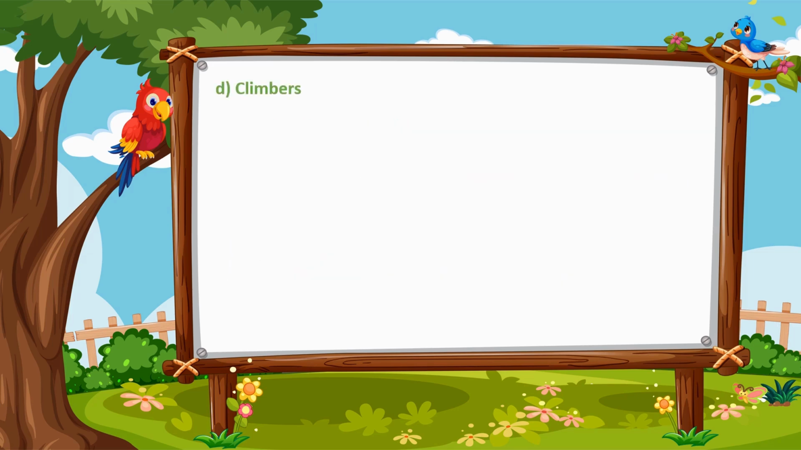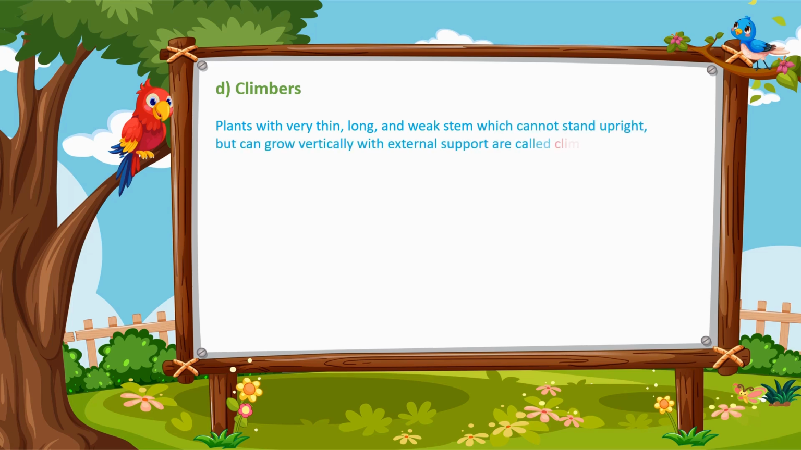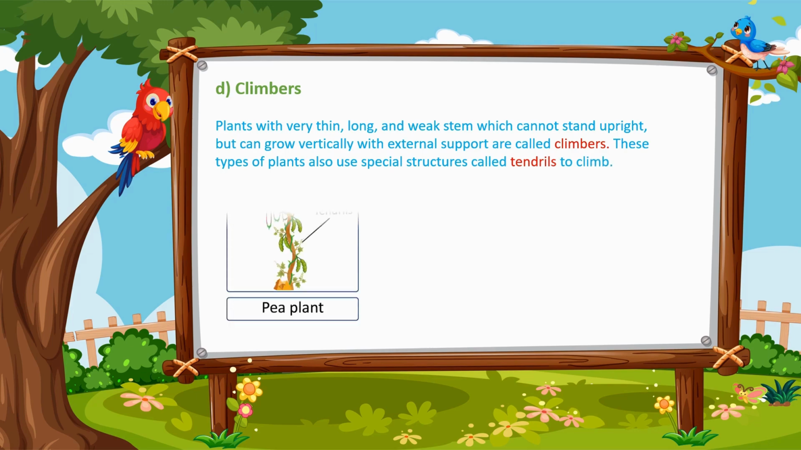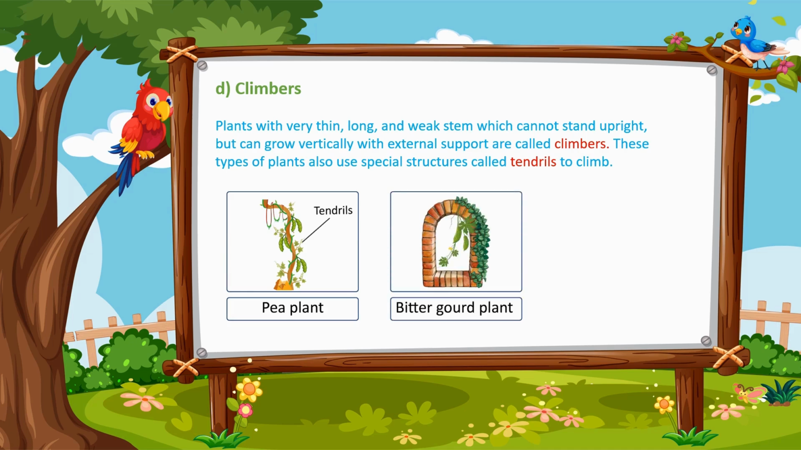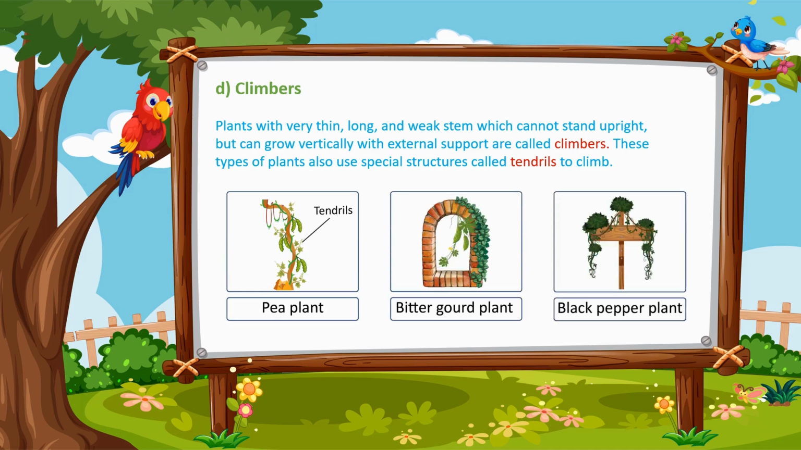D. Climbers. Plants with very thin, long, and weak stem which cannot stand upright, but can grow vertically with external support are called climbers. These types of plants also use special structures called tendrils to climb. Pea plant, bitter gourd plant, black pepper plant.